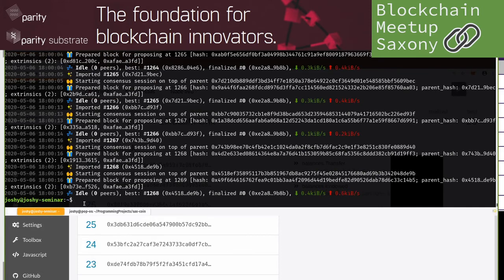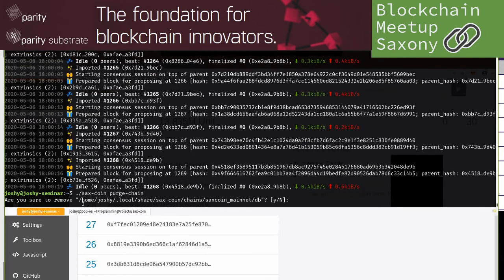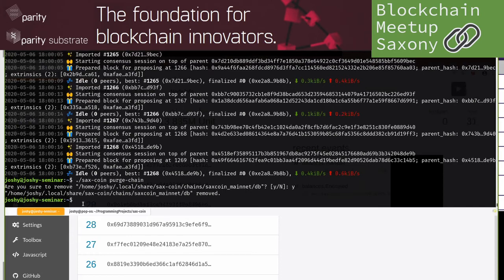So okay, I'm on the left tab, so I'm back on my cloud server. This is the one we were all using together. And so we'll run this thing again. I'll purge my chain. Yes, I really want to delete all 1,200 of those empty blocks. And then I'll try the same thing.